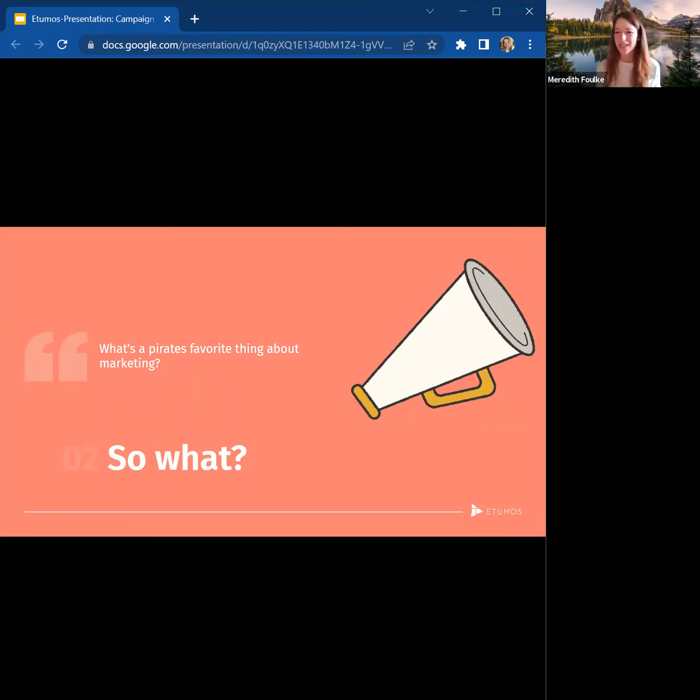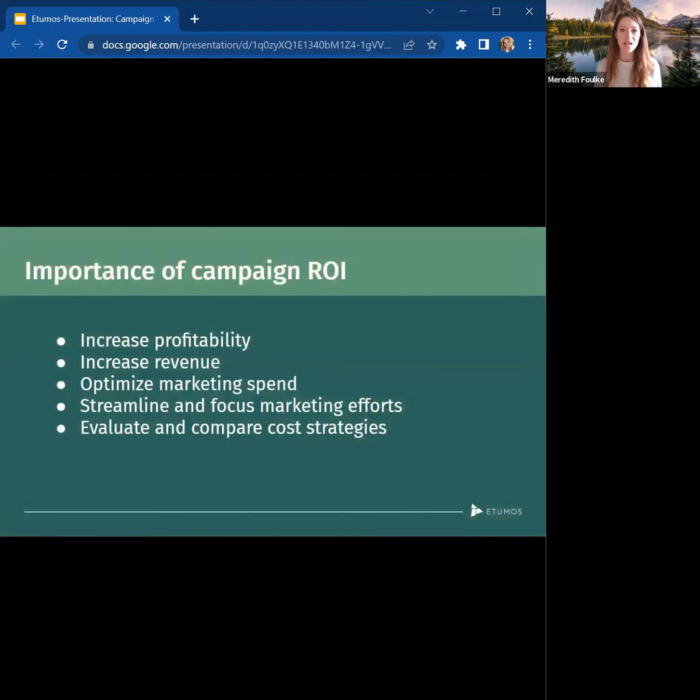So why is campaign ROI even important to begin with? Companies should seek to improve campaign ROI because it helps them understand which campaigns are generating the most revenue and which ones are not. It also helps to look strategically at optimizing marketing spend. By doing that, you're able to streamline and focus your marketing efforts and better evaluate and compare cost strategies.